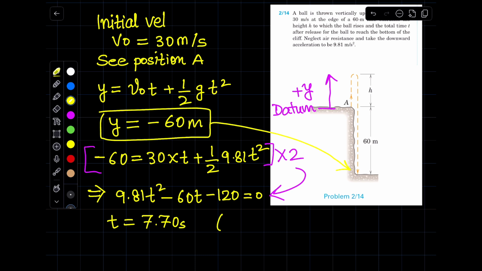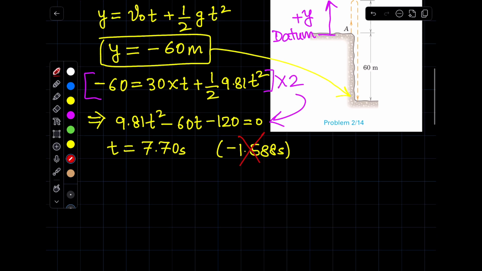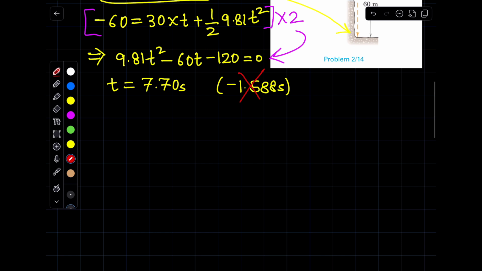Once the equation is simplified by any method you can use scientific calculator to get the value of this time t. Here this is quadratic equation, so time will have two values. One is positive and another one is negative, so negative value is not feasible. So we will use the positive value for the time, that is 7.70 seconds.